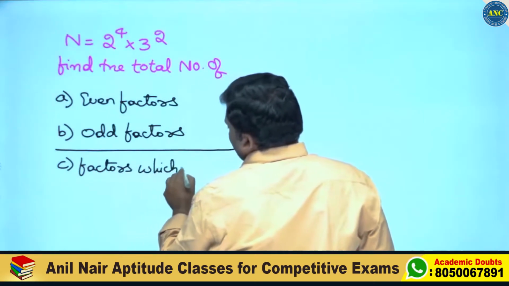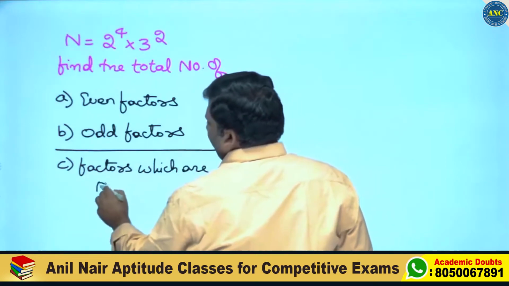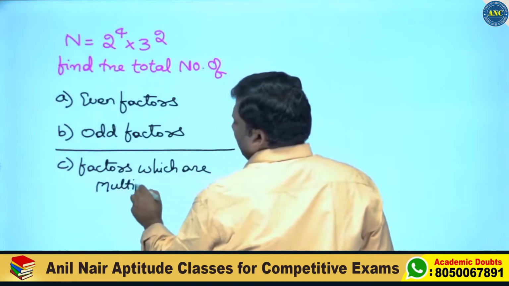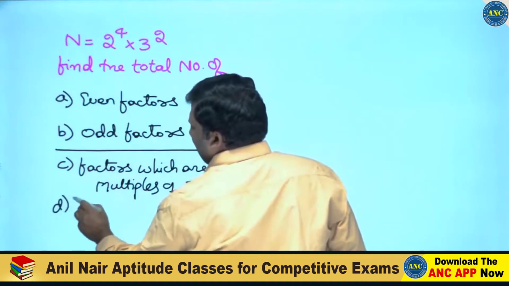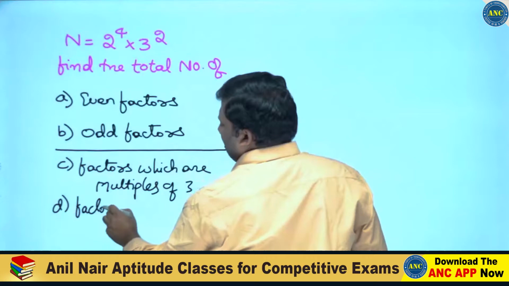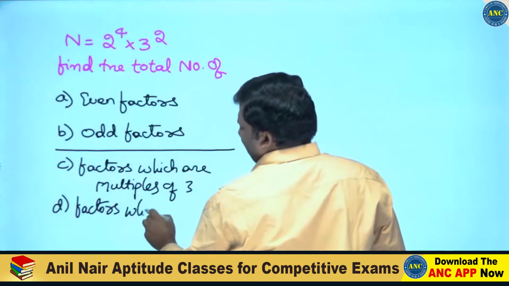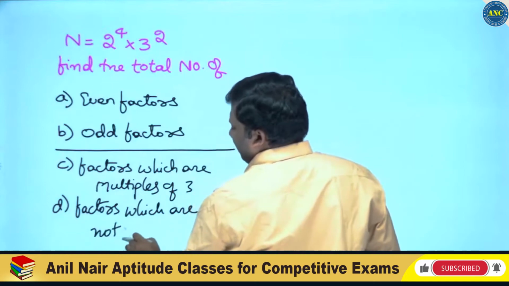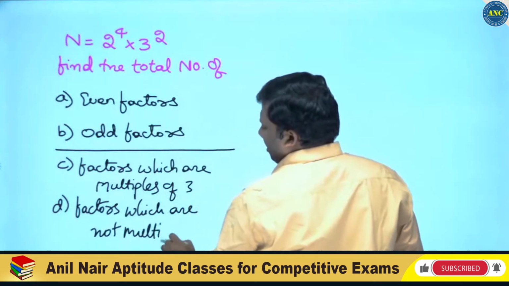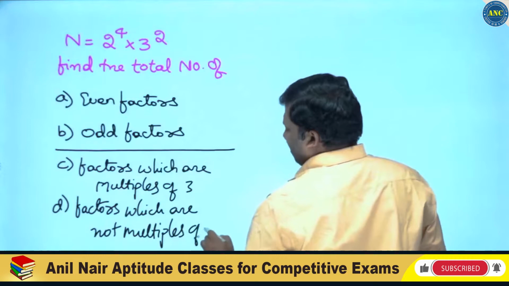Factors which are multiples of 3. Next one, factors which are not multiples of 6.